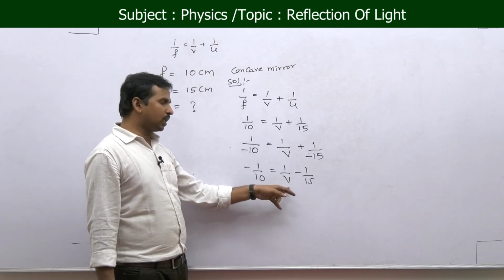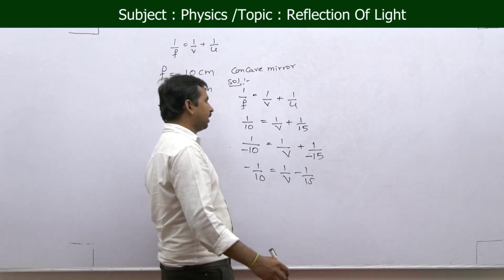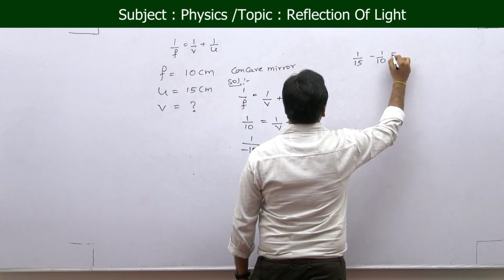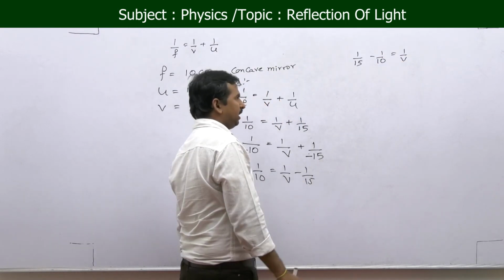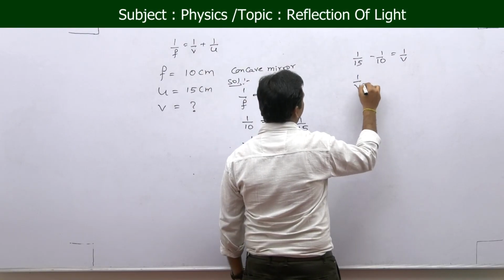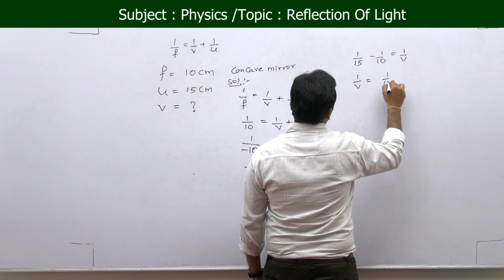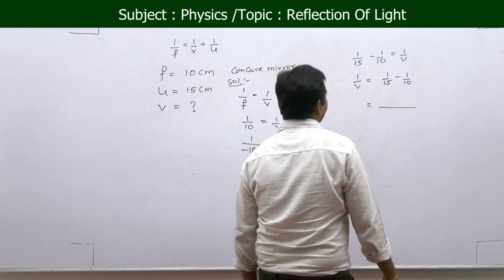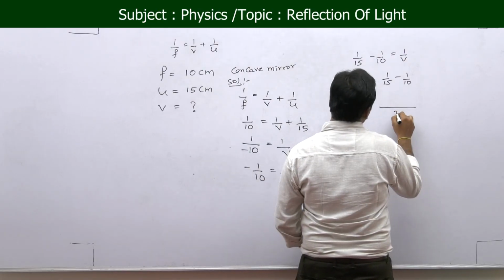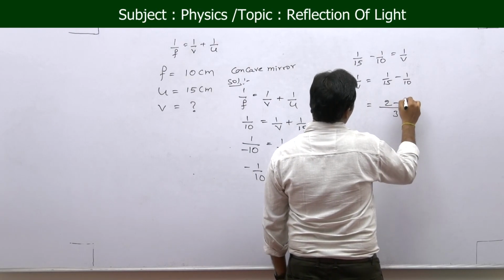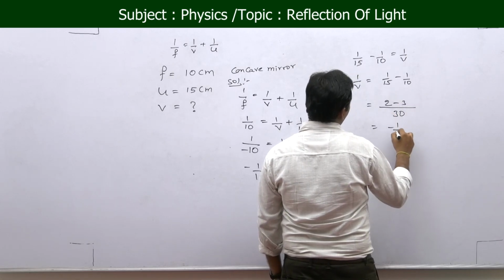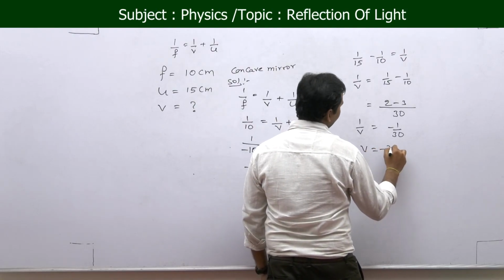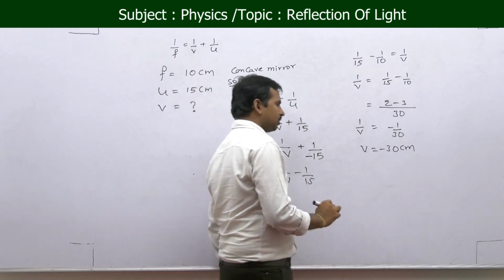Then what we need is the 1 by v value. So bring that 1 by 15 to this side. Then minus becomes plus: 1 by 15 minus 1 by 10 is equal to 1 by v. Then if you take the LCM of 15 and 10, you will get 30, 15 twos and 10 threes. So you will get minus 1 by 30, which is the 1 by v value. Then v becomes minus 30 centimeters.